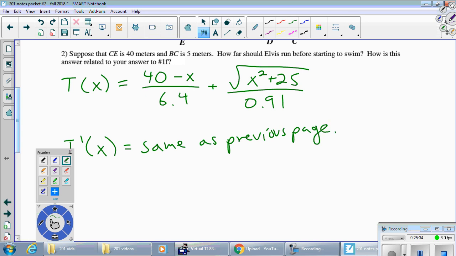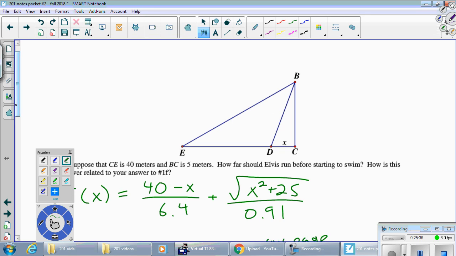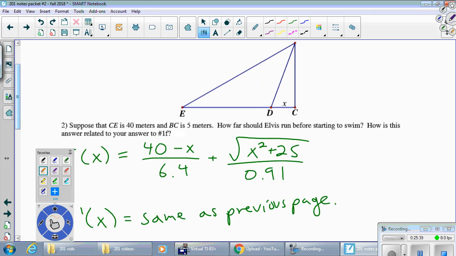It's still 0.7 meters shy of the sort of perpendicular point on the beach. So even when this is a 40, Elvis should still run to the point, which is 0.718 meters shy of point C, the spot on the beach closest to the ball, which is kind of cool. So this is based only on his relative running and swimming speeds, and it made absolutely no difference how long the beach was. 20 meters, 40 meters doesn't matter.